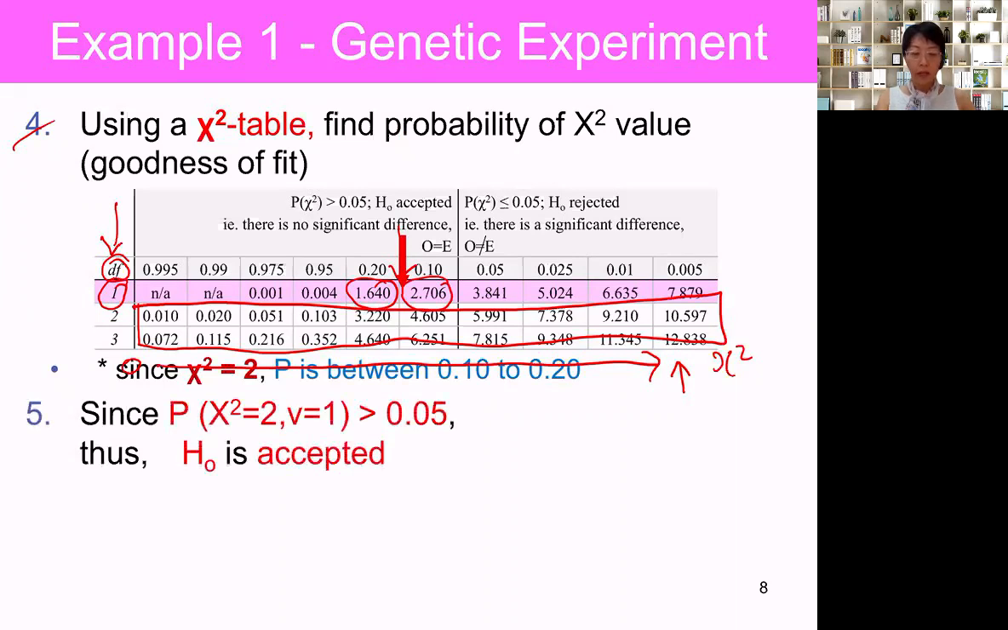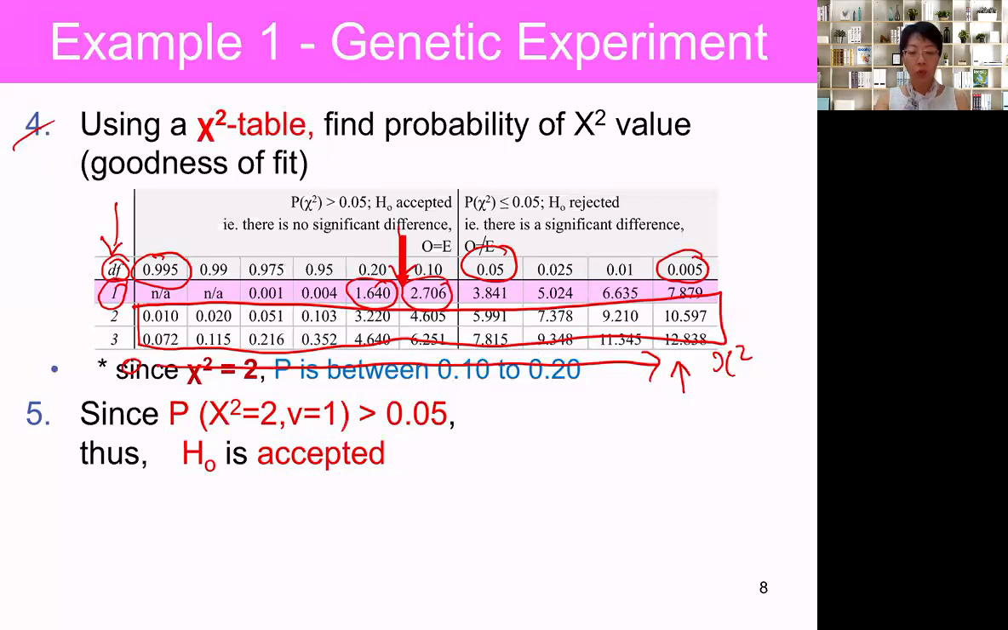Okay, you find out here already what is the probability of this chi-square value. Now you see here, this is probability 0.995, and this is 0.05. This is 0.005. So this is actually showing the probability of O equals E based on the chi-square value.